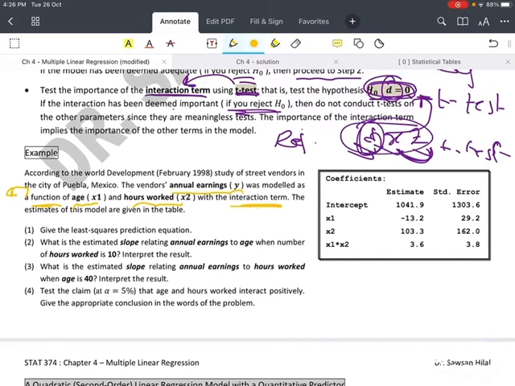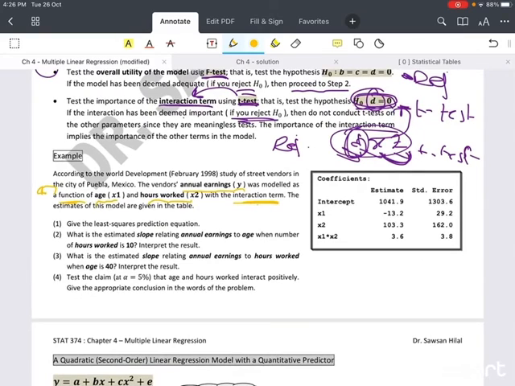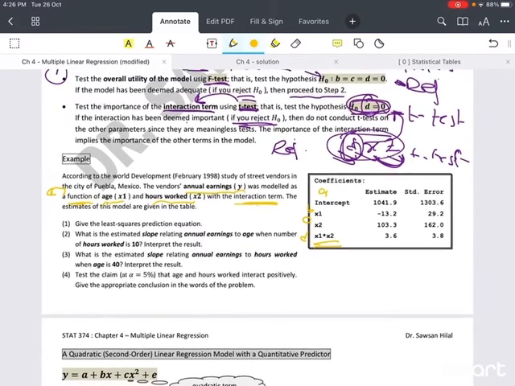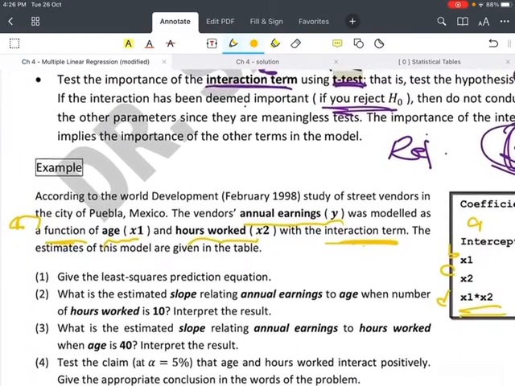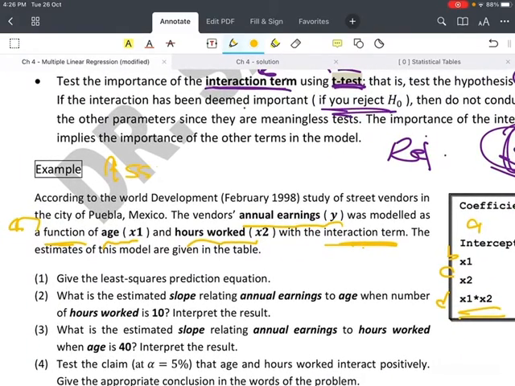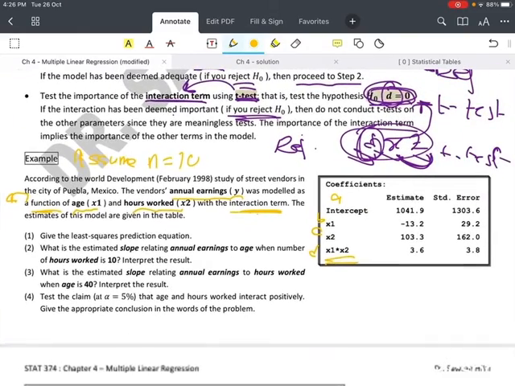The estimates of this model are given in the table. They did not give the output of the model here, they gave me the intercept, which is A, and B, C. This D is for X1 and X2, the interaction term. Okay? They said there is missing information, we will write it. Assume n equal to 10. Assume n equal to what? To 10.